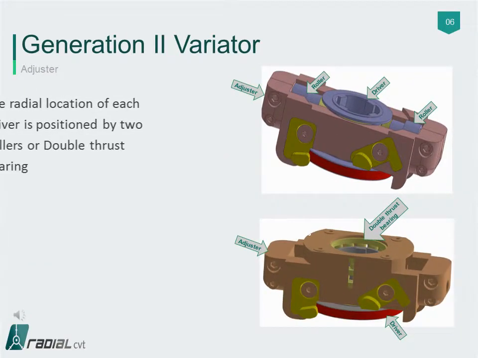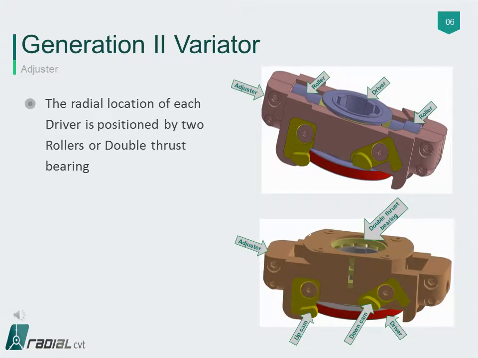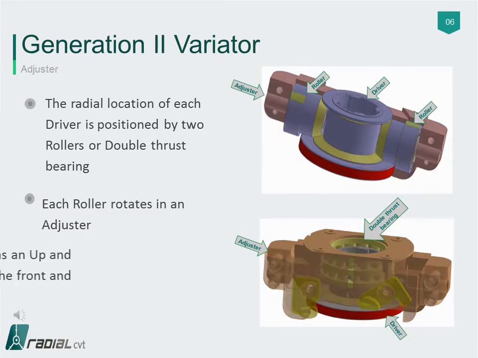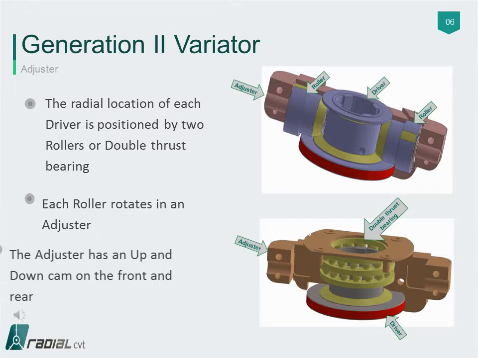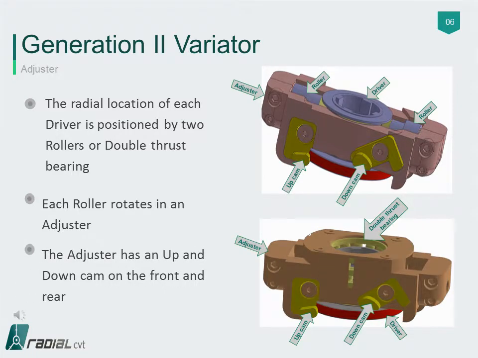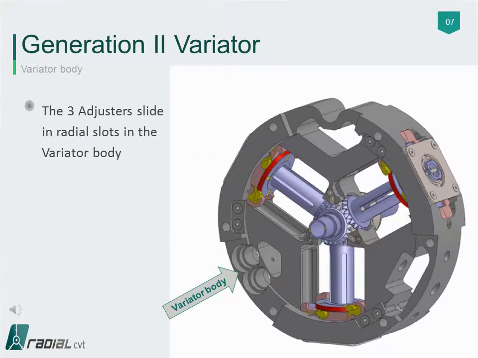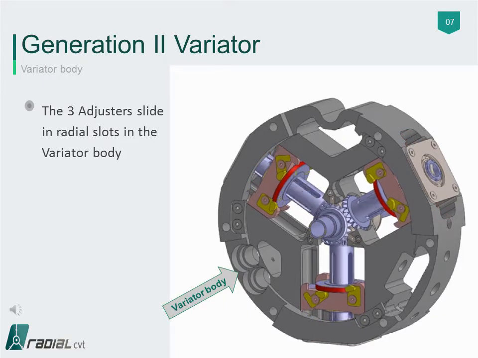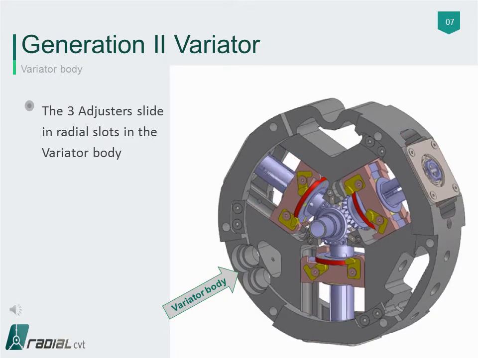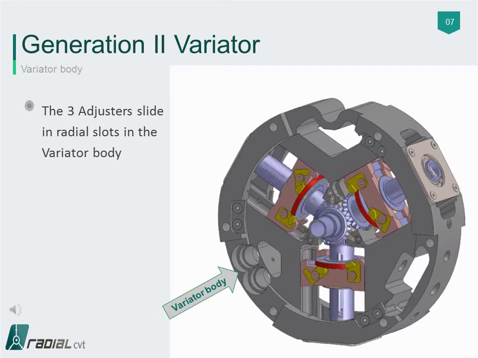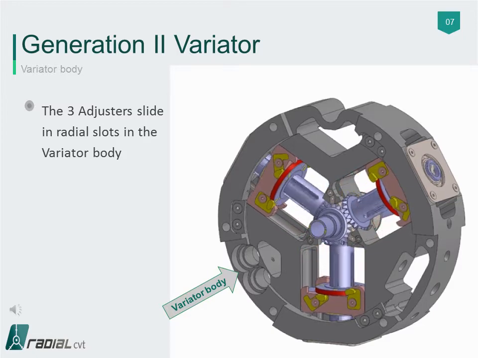Each driver is surrounded by the adjuster structure. The adjuster includes an up and down cam on each side, and on the inside has a roller on each side. The rollers regulate the radial position of the driver, and the up and down cams are engaged by the ratio spiral to regulate the radial position of the adjuster. The three adjusters slide in radial slots in the variator body, thus controlling the radial position of the drivers.